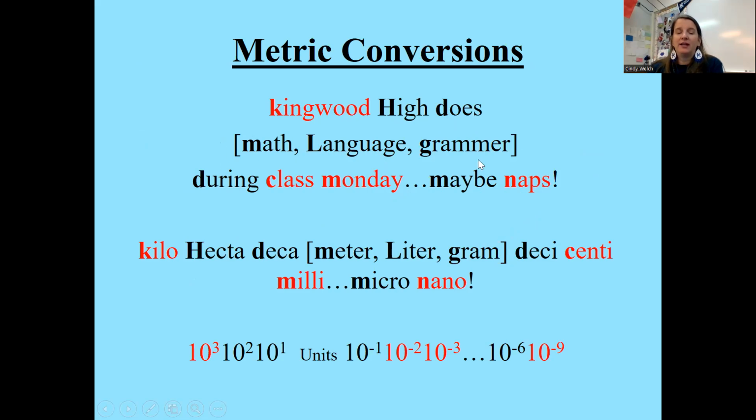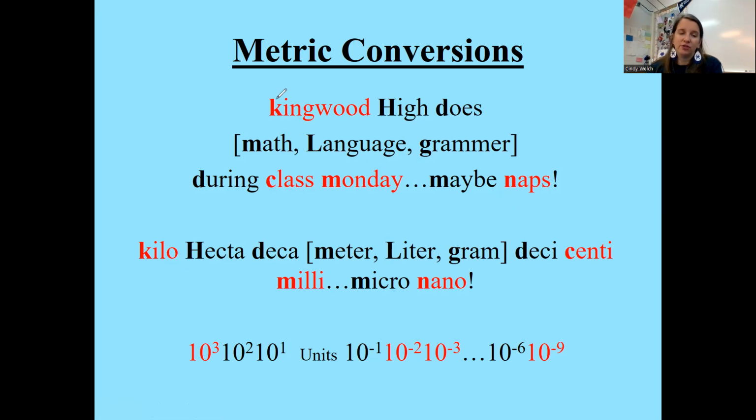This bracketed area here represents your base unit. That could be meters, it could be grams, it could be liters, it could be volts, it could be any kind of unit here. During class Monday, notice it has dots, maybe naps. So those words, those sayings go with these prefixes: kilo, hecta, deca, meter, liter, gram. Those are the base units. Deci, centi, milli, micro, and nano.